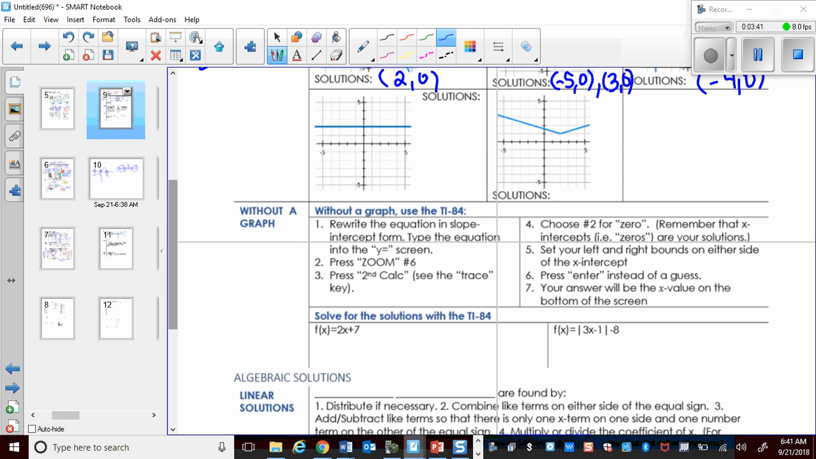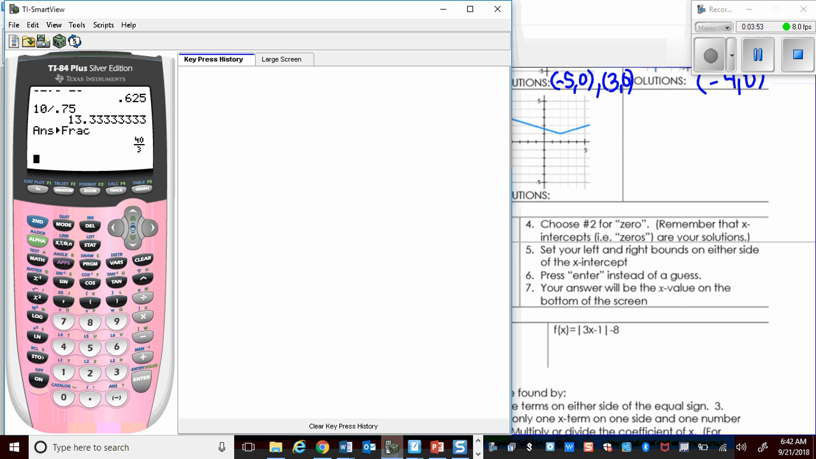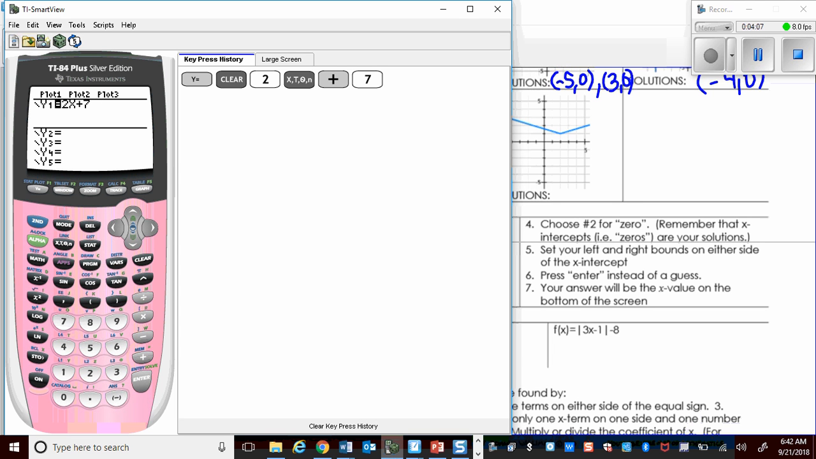Make sure you have your TI-84. You type the equation into the y equals screen. So I'm going to rewrite this as y equals 2x plus 7. Go to my graphing calculator, go to y equals, and clear out anything there. I'm going to put my equation in. It's 2x plus 7. We're going to pause for a moment and not follow the directions. We're just going to press trace so we can look at the function. And if I look, my 0 is right about here. I really can't tell what this number is.